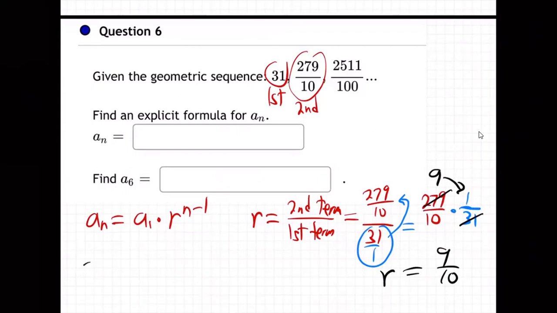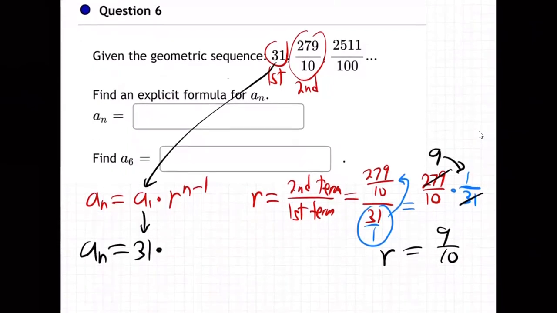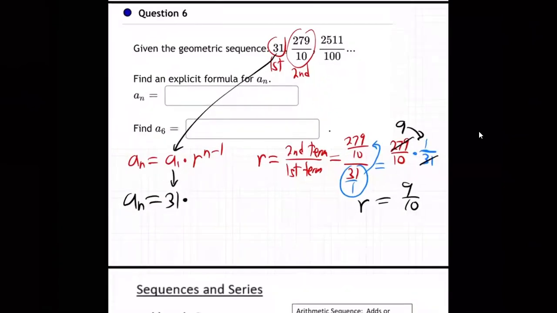So a sub n equals, and what's a1? That's the first term. That's 31. 31 times the R. And let's just get this as a decimal. Well, maybe they won't allow a decimal. I think they probably will, won't they? So if so, that'd be 0.9, right? 9 divided by 10 is 0.9, to the n minus 1. So there's the formula, and now that's what we're going to plug into the top blank.